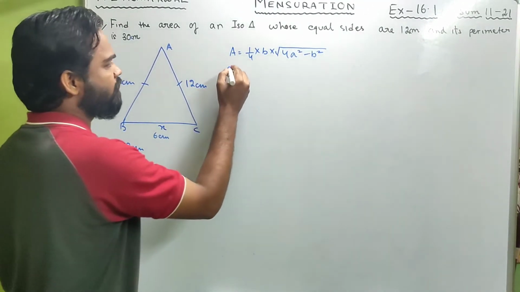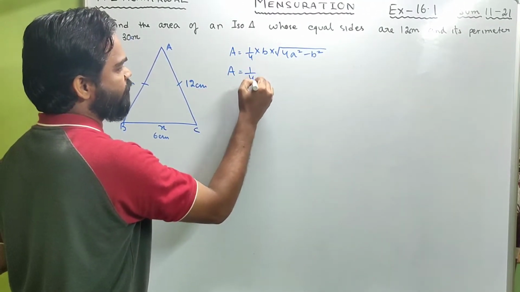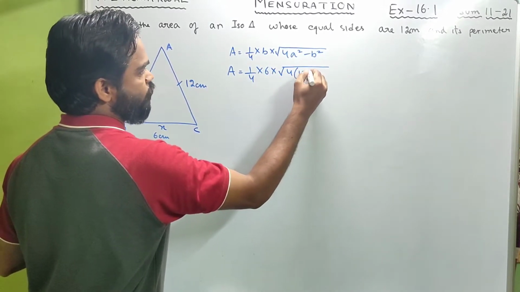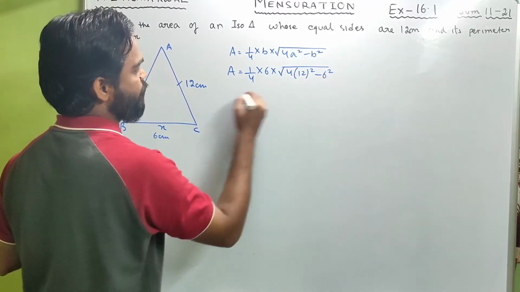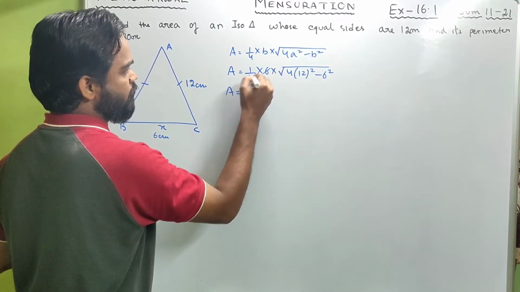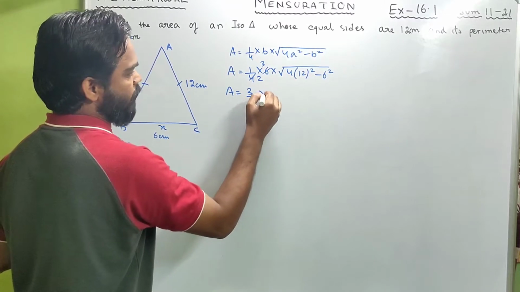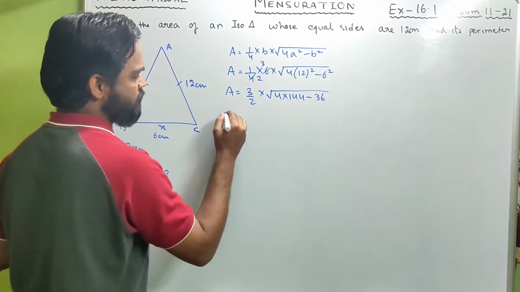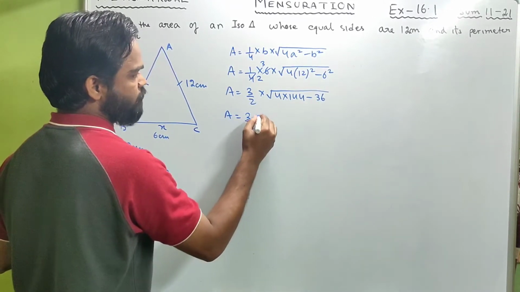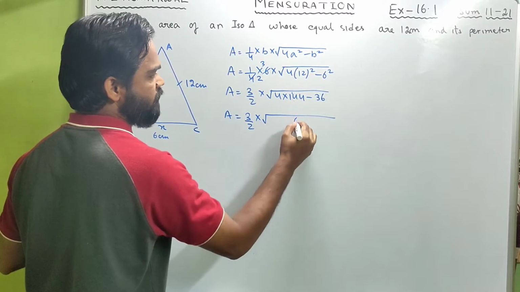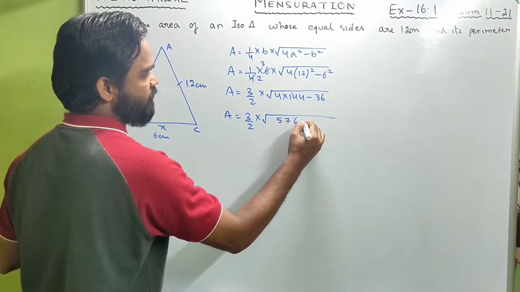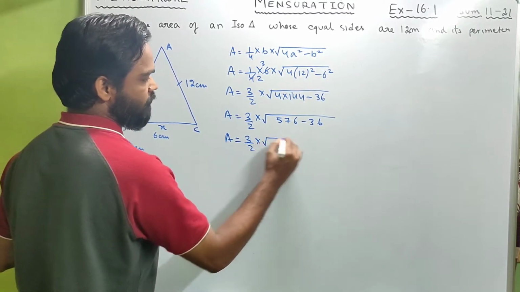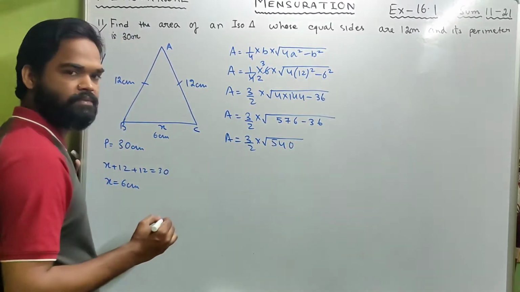Okay, just substitute the values. So area equals 1 by 4 multiplied by this is 6 multiplied by root of 4 into 12 square minus this is 6 square. So area equals this is 3 by 2 multiplied by root of 4 multiplied by 144 minus 36. I'm just evaluating, okay? This is 3 by 2 multiplied by root of 4 times 144 is 576 minus 36. So area is 3 by 2 multiplied by root of 540.